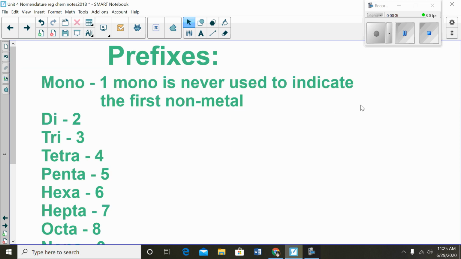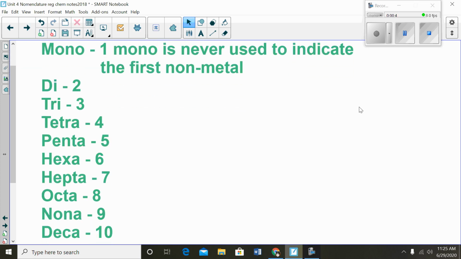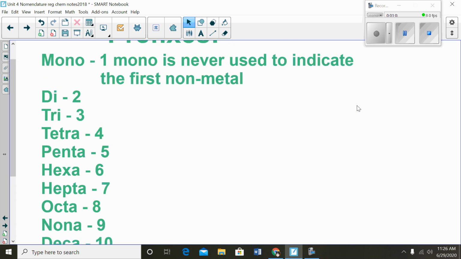So here are the 10 prefixes that we will use. And again, you are free to write these on your periodic table if you don't know these. So mono is 1, but mono is never used to indicate the first nonmetal. And you'll see that in some of the examples. Di is 2, tri is 3, tetra is 4, penta is 5, hexa is 6, hepta is 7, octa is 8, nona is 9, and deca is 10.